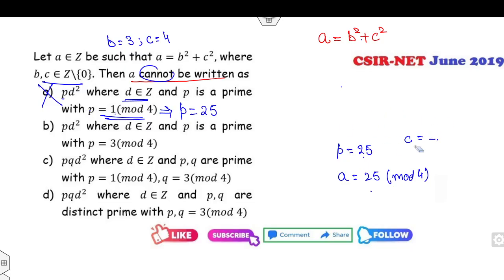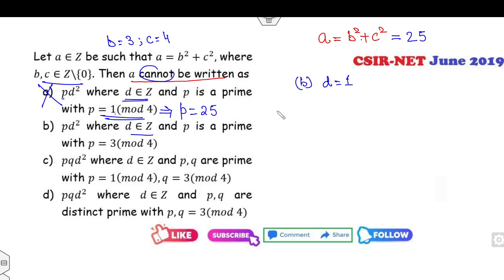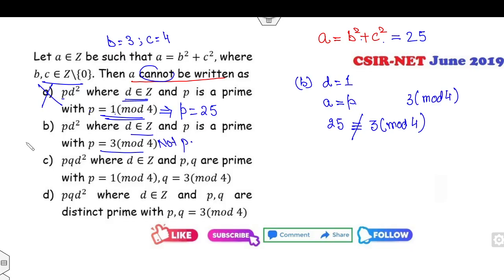Look at the second option. I can fix the value of B and C. What is the B and C? 3 and 4. So this number will be my 25. D is my integer. I can choose D is my 1. So then is it possible that P is my 3 modulo 4? Because I can see 25. So can you write 25 as 3 modulo 4? No, it is not possible. So that means this is not possible. Fine. So that means this option is the correct option.